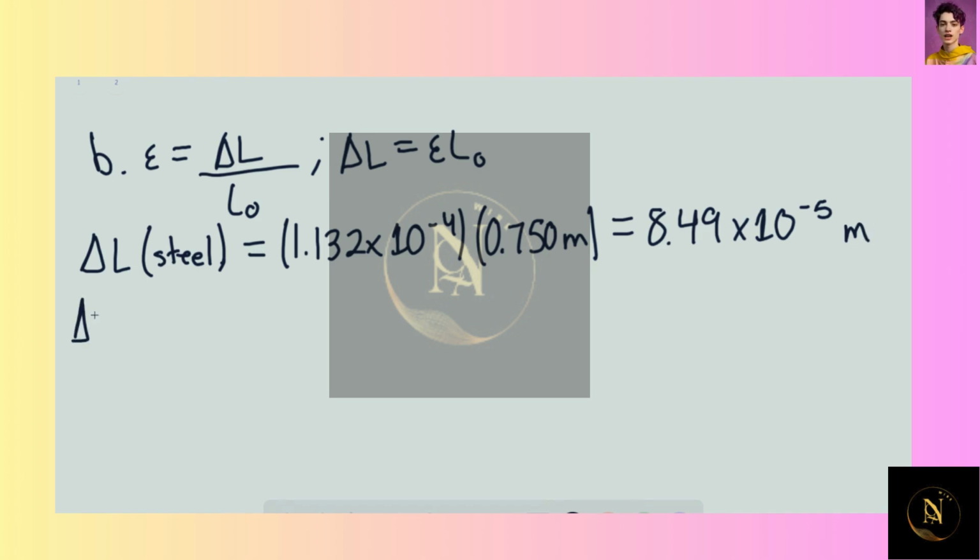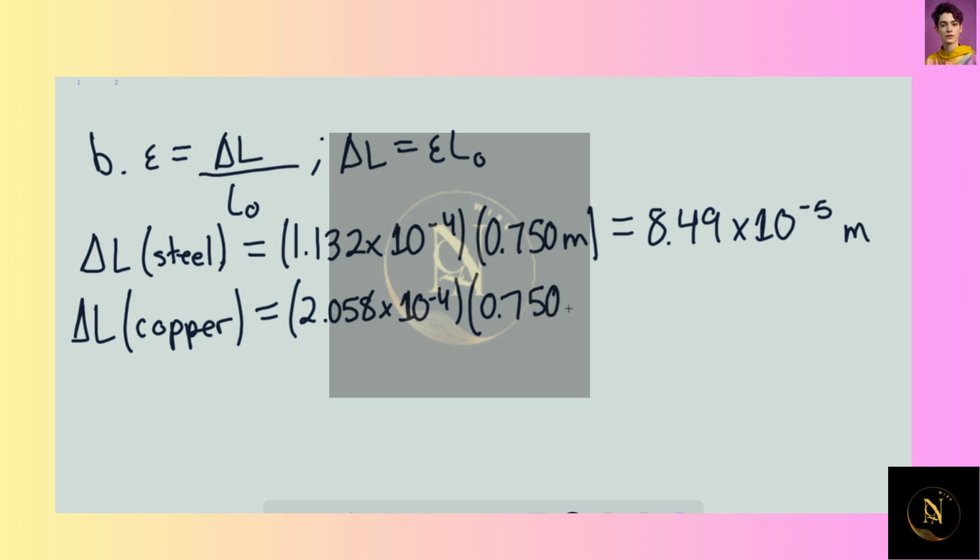And for copper, the process is exactly the same. However, we're going to be using the strain for copper and the original length for copper. So this would be equal to 2.058 times 10 to the negative fourth, once again. And then times, again, the original length, 0.750 meters. And we're getting that the elongation of the copper rod is going to be 1.54 times 10 to the negative fifth meters.